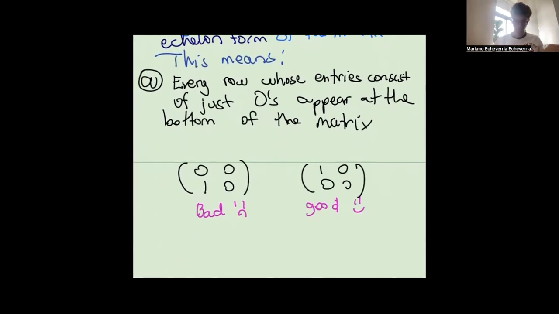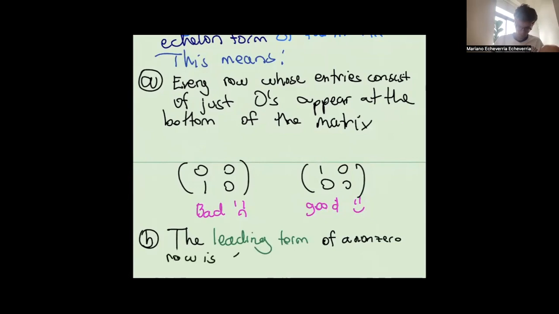Okay. Then also, and this is more useful for us, the first non-zero coefficient of a row is 1. The leading term of a non-zero row is 1. Leading term just means the first coefficient that you see when you read the row from left to right. So the leading term is the first non-zero coefficient of the row when you read it from left to right.